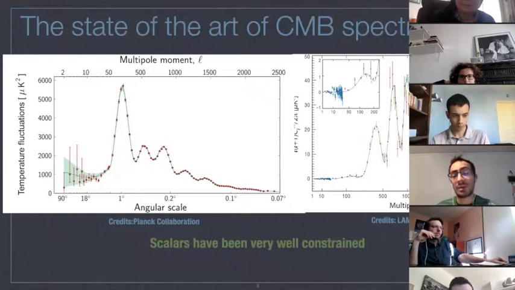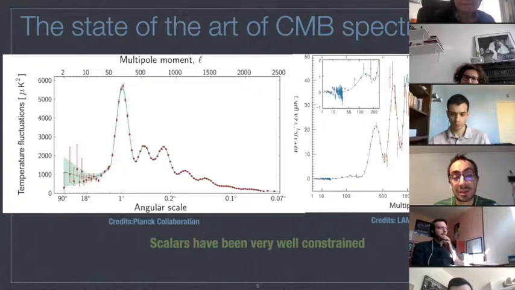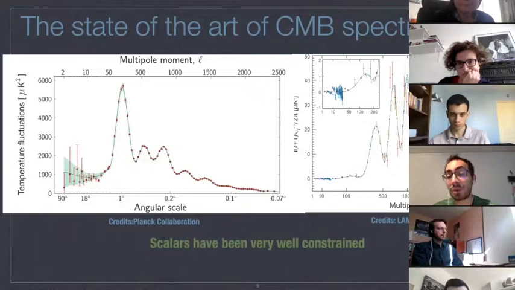As for the state of the art for the power spectra of the angular anisotropies, temperature anisotropies have been very well assessed. In the left panel you see the fit to the Planck data: the angular power spectrum is the solid blue, and the shaded green area is the cosmic variance, which reflects the fact that we have just one universe, so these are the theoretical uncertainties per se. In the right panel, you see the E-mode power spectrum. There are larger error bars, but it's essentially very well established. So scalars, in a certain sense, have been very well constrained.